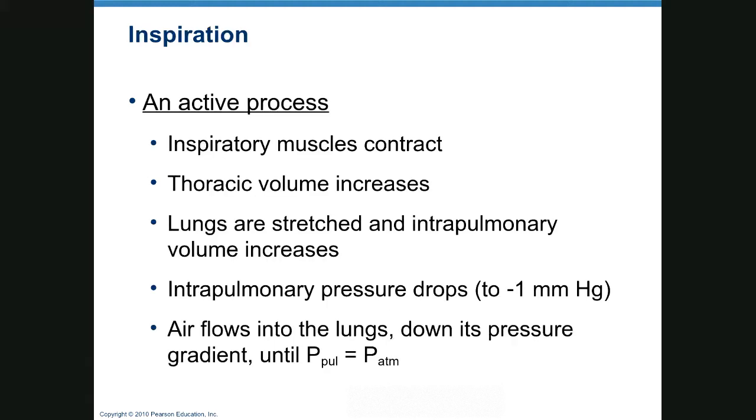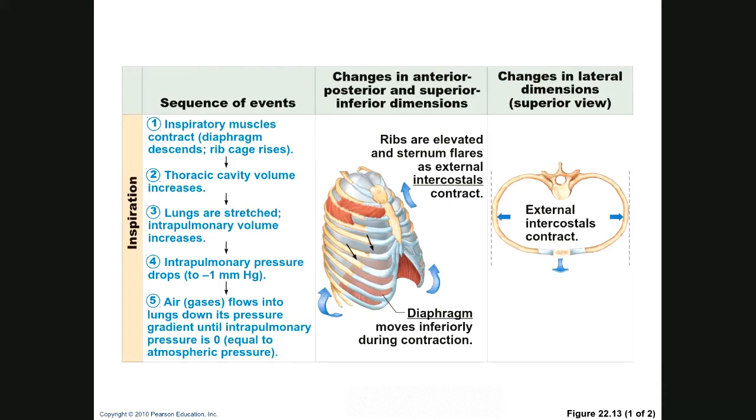Okay. Inspiration is an active process. The inspiratory muscles contract, so your diaphragm's going to go down, and the muscles in your thorax are going to increase. The lung volume increases, so the pressure drops and air flows in. Here's a picture showing the diaphragm. All the diaphragm can do is go inferiorly down. And then these intercostal muscles lift the ribs and sternum, and the volume of the lungs is increased and air rushes in.